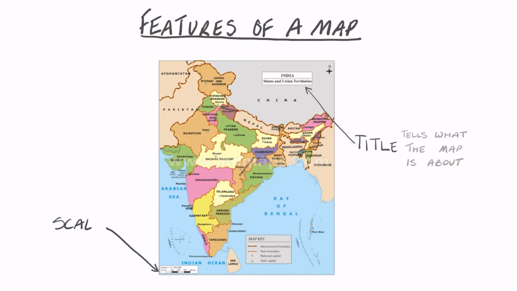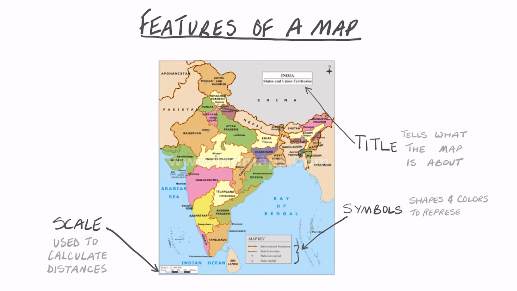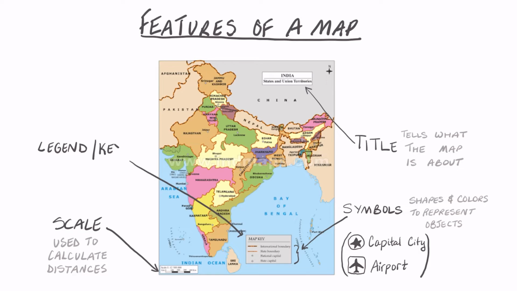Maps will also have a scale, and the scale is used to help us calculate the distance from one place to another on the map. In another lesson, I will go into more detail about the different types of scales. Map makers, also called cartographers, use different shapes and colors to represent objects on the map. These are called symbols. An example may be a star in a circle, which represents a capital city, or an airplane to represent the location of an airport. The legend is that area of the map which explains what the symbols represent.